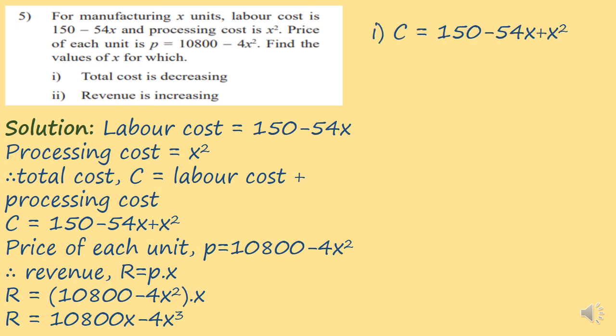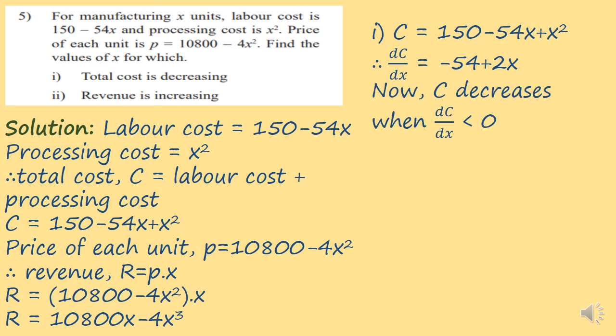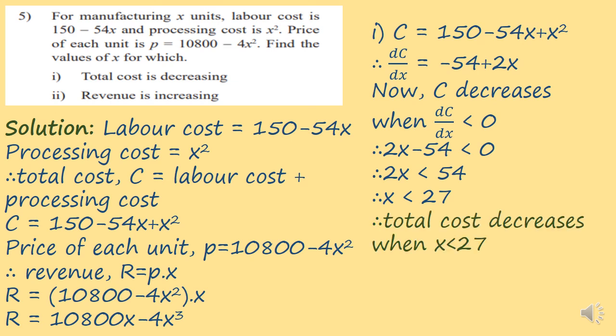Now we go on to the sum. In the first case, we want to find when the total cost is decreasing. For that, we need to find the derivative of the cost function with respect to x, that is dc by dx, which turns out to be this function. And then cost decreases when dc by dx is less than 0. Therefore, 2x minus 54 is less than 0, or 2x is less than 54, or x is less than 27. So we say that the cost decreases when the number of items is less than 27.